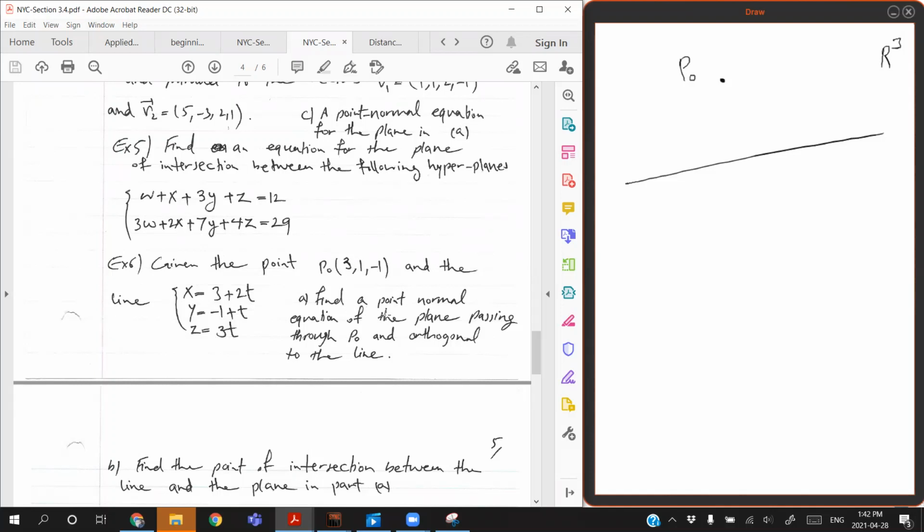What is it asking us to do? It says, find a point normal equation of a plane passing through P0 and is orthogonal to the line. So you're looking for a plane like this.